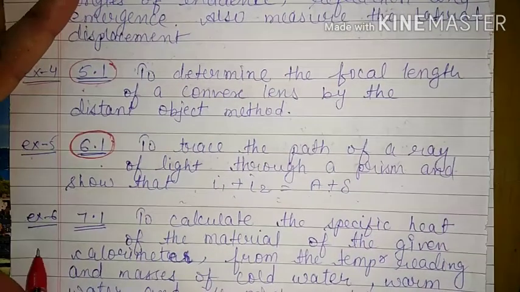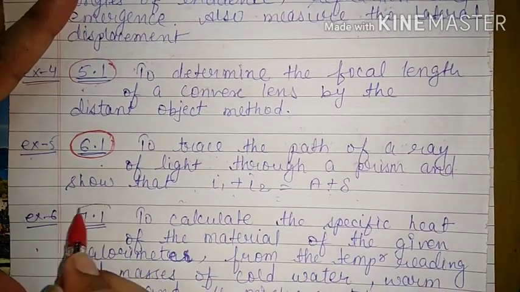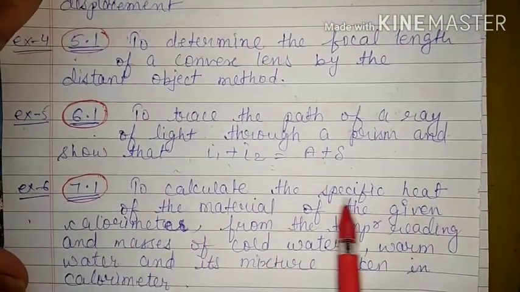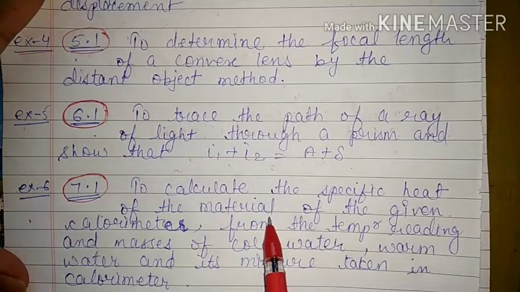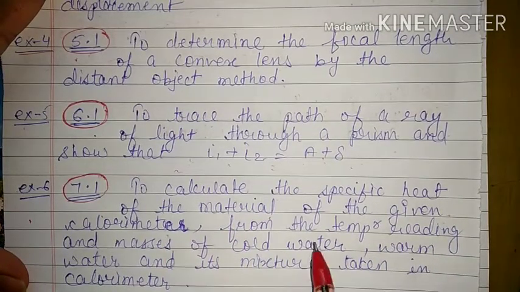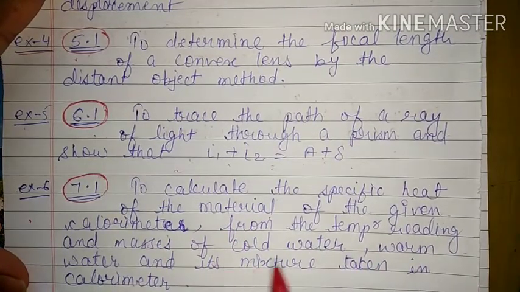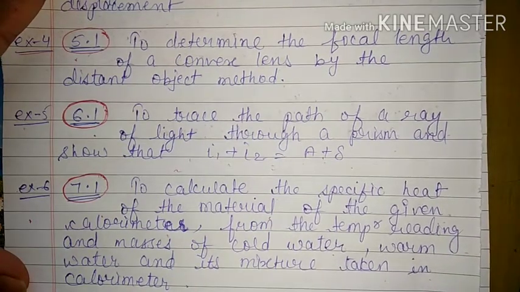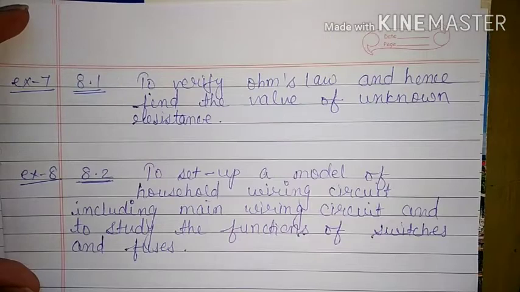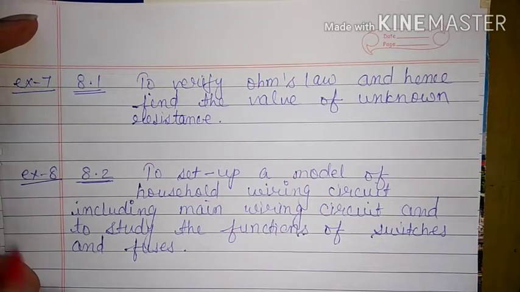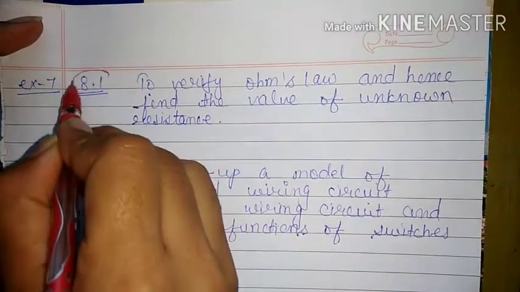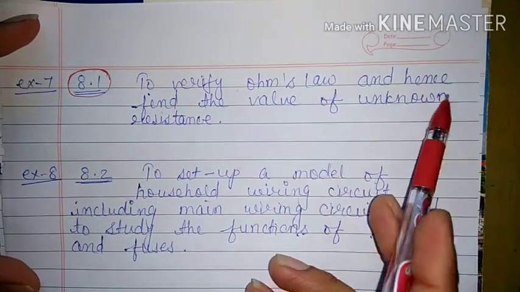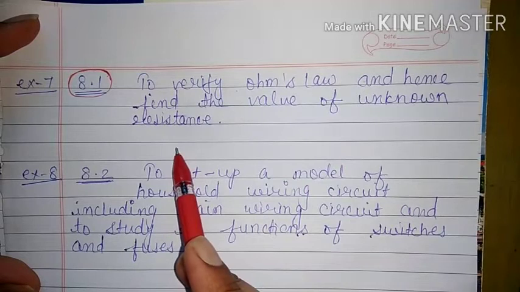Next, experiment number 6, which is marked as 7.1 in your lab manual, is to calculate the specific heat of the material of the given calorimeter from the temperature readings and masses of cold water, warm water and its mixture taken in the calorimeter. Next, experiment 7 is marked as 8.1 in your lab manual, that is to verify Ohm's law and hence find the value of an unknown resistance.